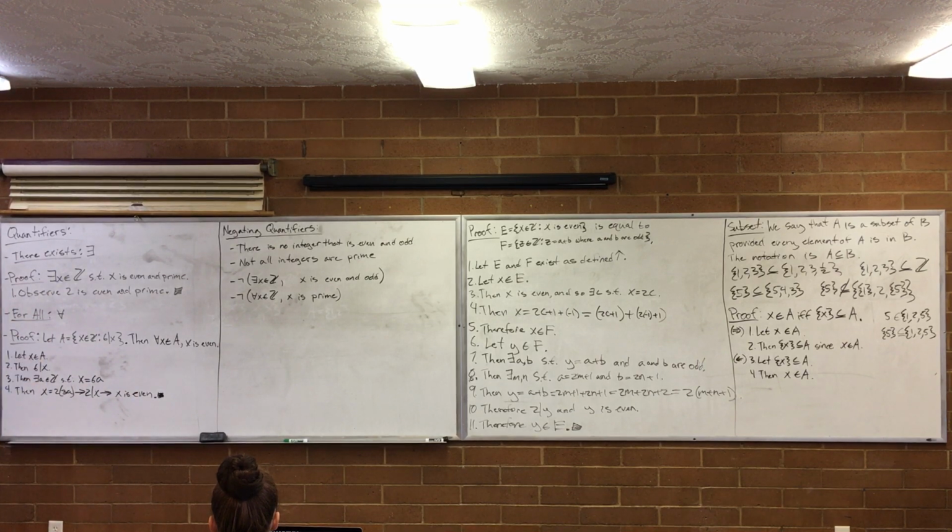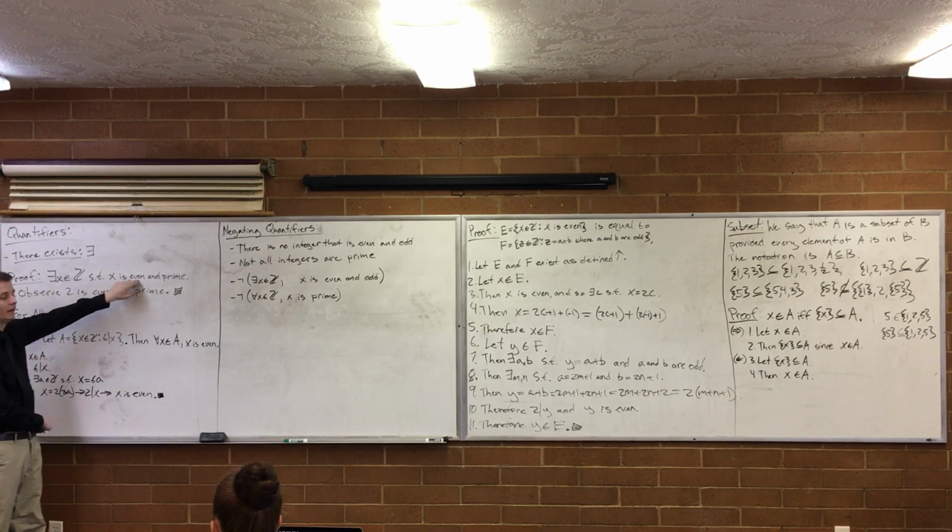Let x be in A. Then 6 divides x. Then there exists some integer a such that x equals 6a. Then x can be written as 2 times 3a, which means 2 divides x, which means x is even. In this case we need to show that for every single integer that's divisible by 6, it's even. Here we need to only find one example of an integer that is even and prime.